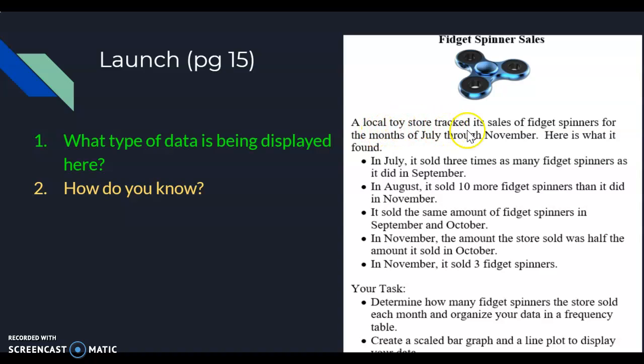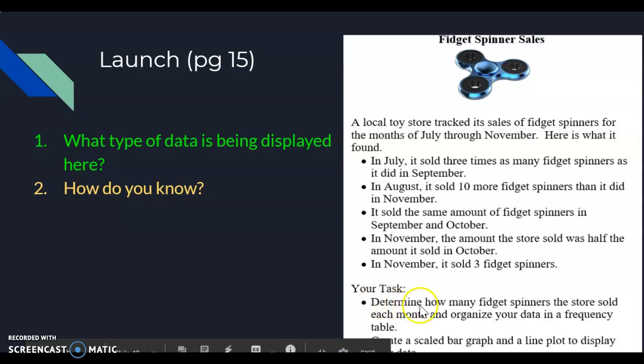A local toy store tracked its sales of fidget spinners for the months of July through November. Here is what it found. In July, it sold 3 times as many fidget spinners as it did in September. In August, it sold 10 more fidget spinners than it did in November. It sold the same amount of fidget spinners in September and October. In November, the amount the store sold was half the amount it sold in October. In November, it sold 3 fidget spinners.